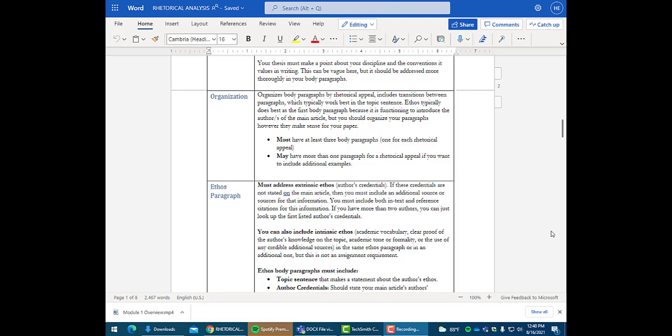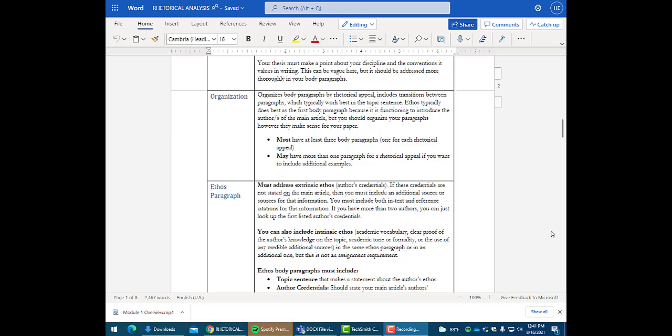But you should organize your body paragraphs however it makes logical sense for your paper and the content of your paragraphs. So you must have at least 3 body paragraphs, one for each rhetorical appeal. So you must address each rhetorical appeal. Sometimes scholarly articles do not use pathos, so you may think that you don't need to write a paragraph on pathos, but you do. So make sure you include a paragraph for each of the rhetorical appeals.